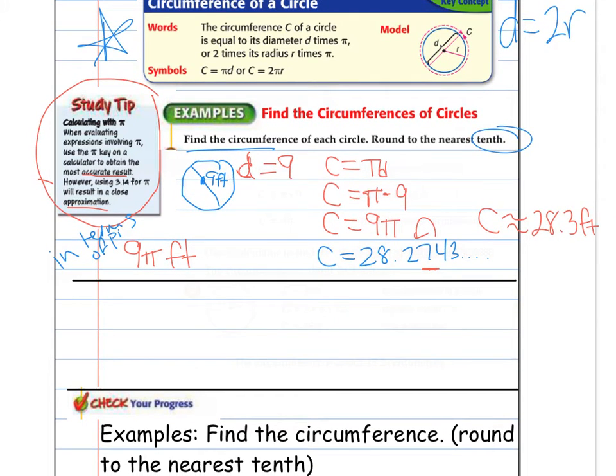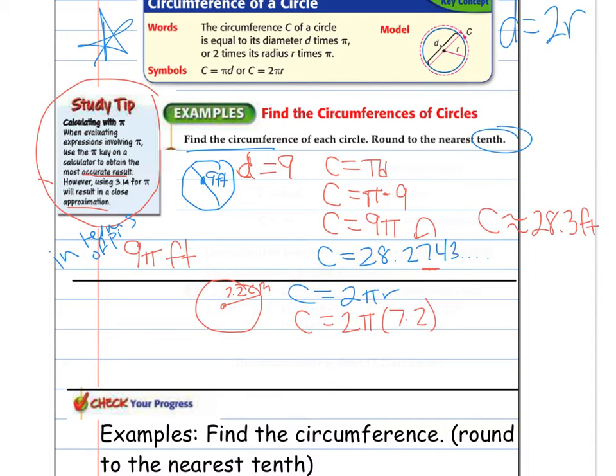Okay, one more from the book. If you're given a circle with a radius, so half the length, of 7.2, you would choose to use the formula circumference is 2 pi r. This is how you're going to show your work. You're going to plug in what r is.